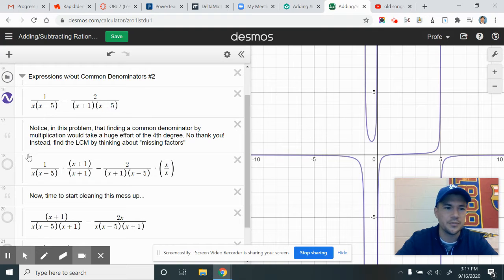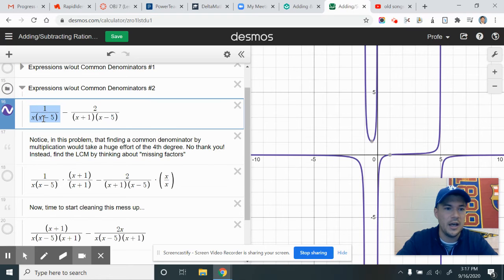So here's how we do this. Notice your first expression has factors of x and x minus 5. Your second expression has factors of x plus 1 and x minus 5. Notice x minus 5 is a common factor in both of them. That means you don't need to multiply x minus 5 twice. All you need to do is multiply the missing piece. So this first fraction, the only thing it needs to reach a common denominator is to be multiplied by x plus 1.